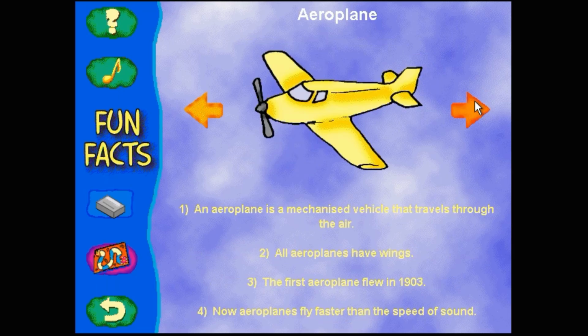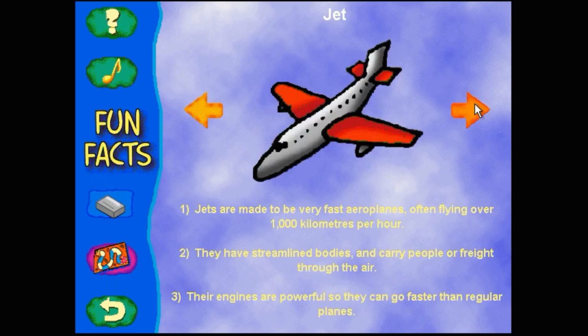Aeroplane. An aeroplane is a mechanised vehicle that travels through the air. All aeroplanes have wings. The first aeroplane flew in 1903. Now aeroplanes fly faster than the speed of sound.